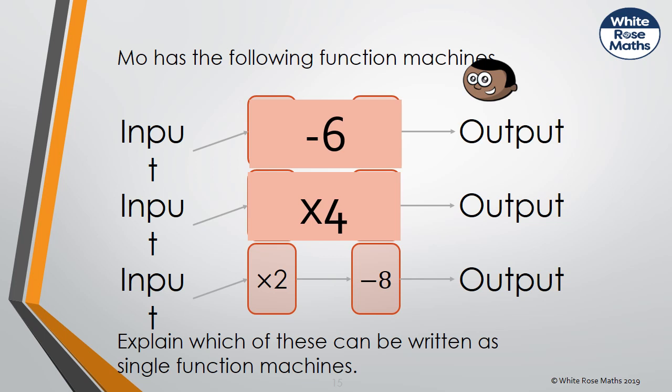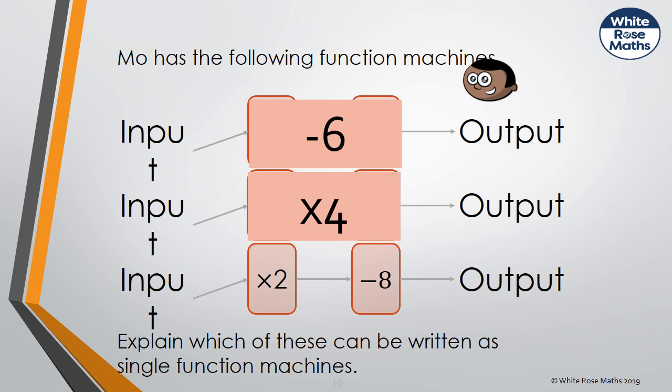And the last one, can that be written as a single function machine? No. And we know that just by looking at the operations. We've got multiplication and subtraction, and they are not the inverse. So no, we cannot. And we can test that because if we have 5 times 2, that would give us 10, minus 8 would give us 2.